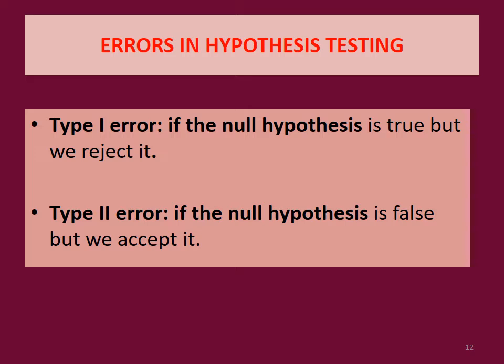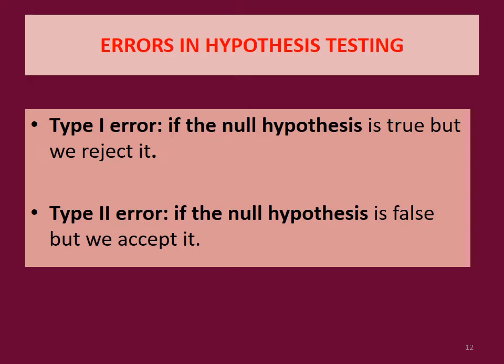Then we'll see the type 2 error. If the null hypothesis is false, we accept it. Actually the null hypothesis is not correct. The alternative hypothesis is the correct one. But even though the null hypothesis is false, we accept it as correct. That is the type 2 error. Don't get confused. The first one, the null hypothesis is true, but we reject it. Then type 2 error, the null hypothesis is false, but we accept it.